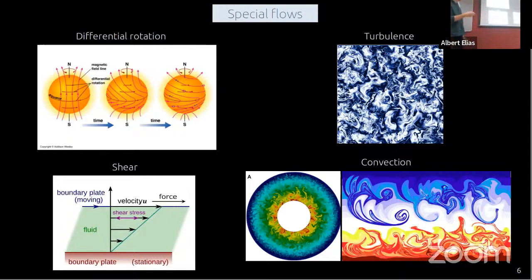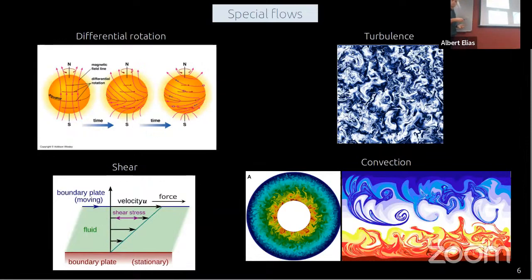Here are examples of some of them. In stars, for example, you have differential rotation. When you have a dipole and the star rotates, you probably know that the star does not rotate at the same speed at every latitude. So the magnetic field lines are twisted. And when you twist them and they recoil and rejoin, you get magnetic field growth.